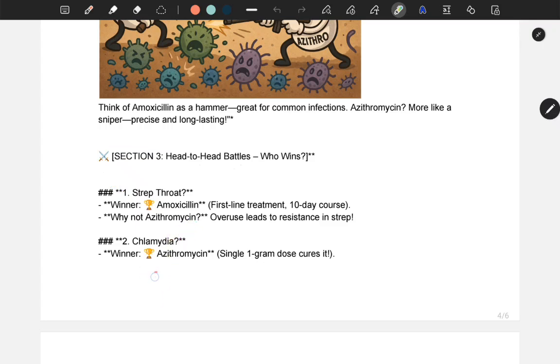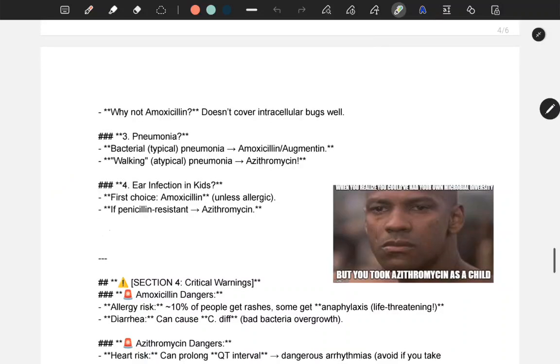In chlamydia, of course, azithromycin, because it's an STI. Chlamydia is an STI, so you take a single dose of 1 gram azithromycin and you are good to go. Of course, amoxicillin doesn't cover all types of bacteria, so it's not useful in chlamydia.